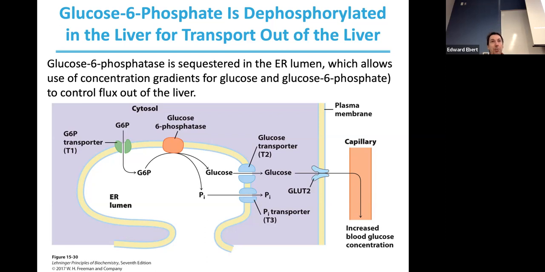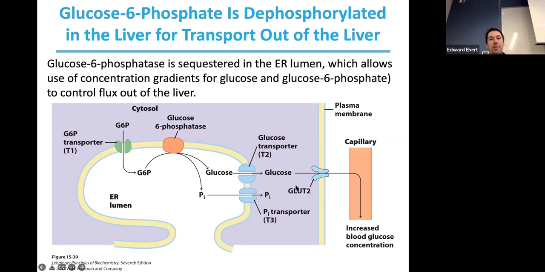We've talked mainly about glucose in the bloodstream getting into the liver, where we phosphorylate it so it can't get out. Well, if we go through gluconeogenesis and make our glucose, we've got to get it out. We make glucose 6-phosphate, and we have to dephosphorylate it so we can get it in the bloodstream and to the brain. The brain needs it. Our glucose 6-phosphatase is sequestered in the endoplasmic reticulum, and it allows the use of concentration gradients for glucose and glucose 6-phosphate to control the flux of glucose out of the liver.